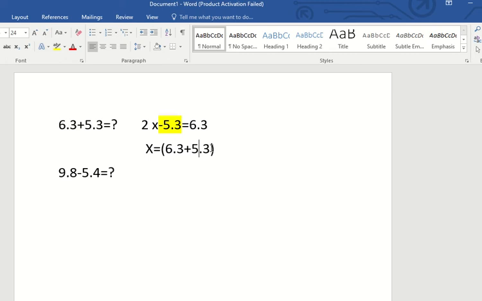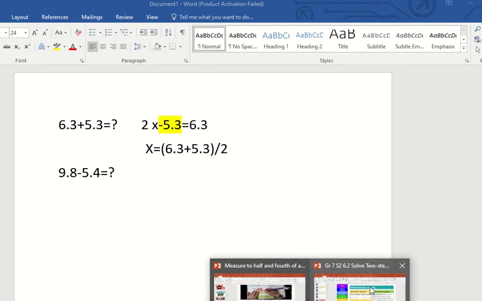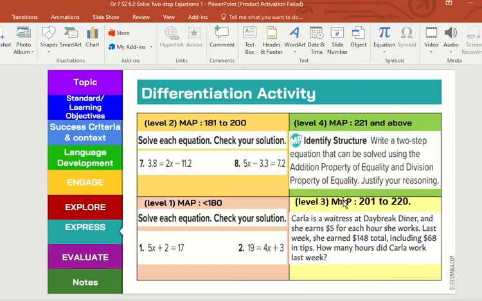In this way, even you can create your own equations of the following by 2 steps. Now let's go to here. This is about the structure, and you have to create some two-step equations with the addition property. I have told you already, you can construct like that.